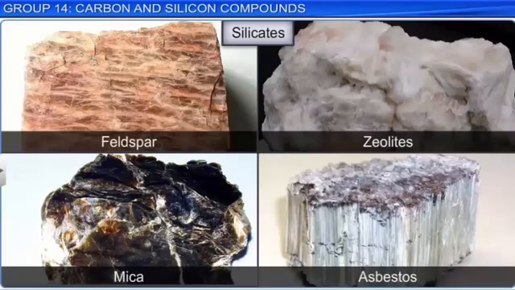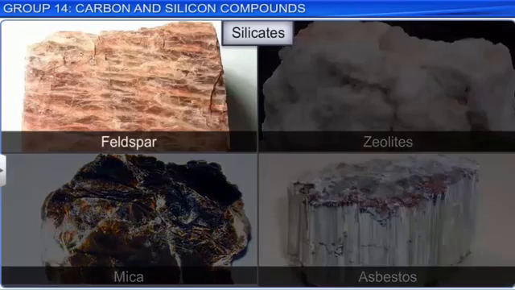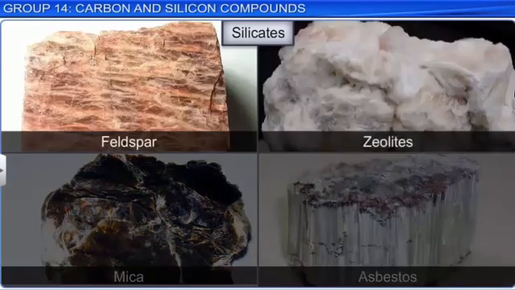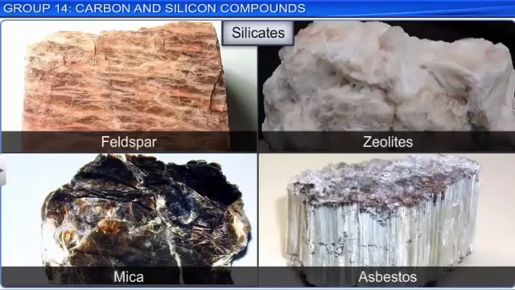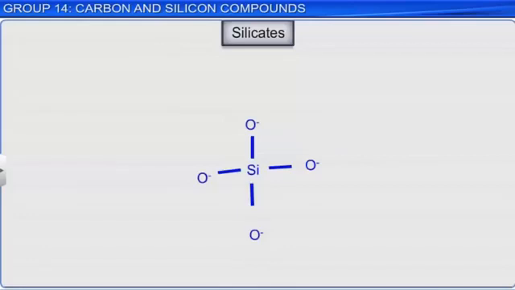Silicates are another important class of silicon compounds. Many silicates are found in nature, including feldspar, zeolites, mica, and asbestos. The main structural unit of silicates is the ion SiO4 4-.